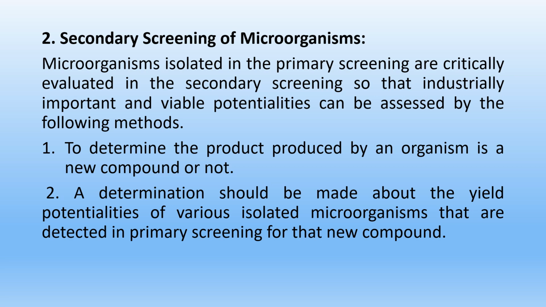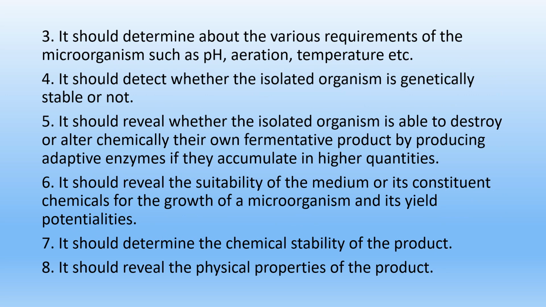To determine whether the product produced by an organism is a new compound or not, a determination should be made about the yield potentialities of various isolated microorganisms that are detected in primary screening for that new compound. It should determine the various requirements of the microorganism, such as pH, aeration, temperature. It should detect whether the isolated organism is genetically stable or not.